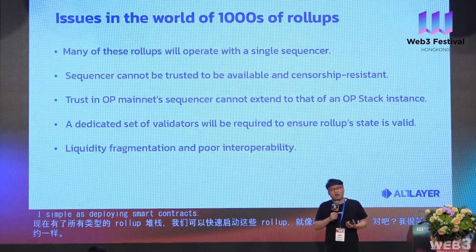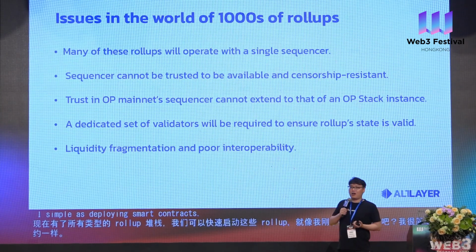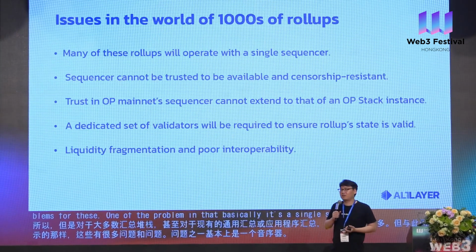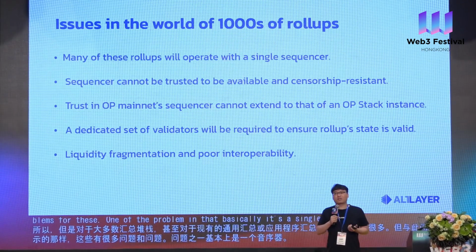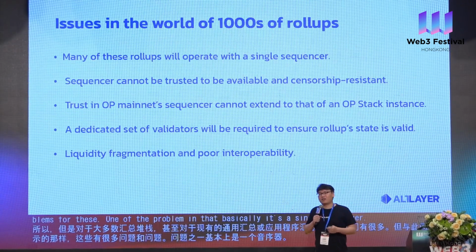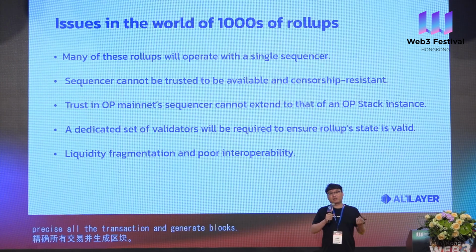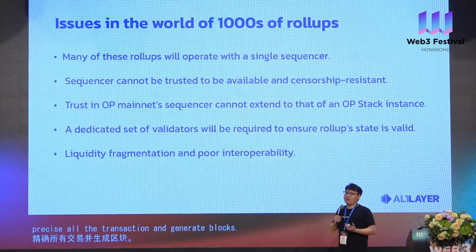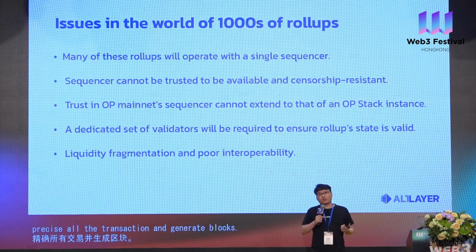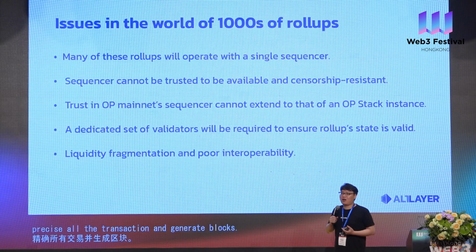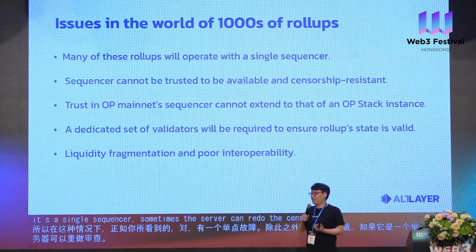One of the problems is the single sequencer. No matter whether it's Optimism, Arbitrum, Polygon zk EVM, or Coinbase Base, there is only one sequencer. When we send transactions, only one sequencer on a server processes all the transactions and generates blocks. In that case, there's a single point of failure. Beyond that, we all know that with a single sequencer, the server can sometimes do censorship.